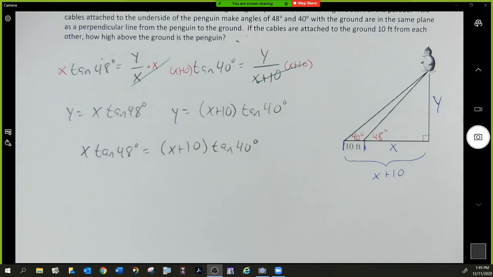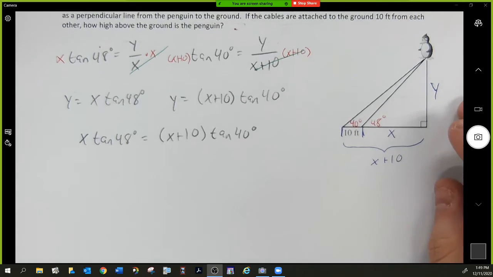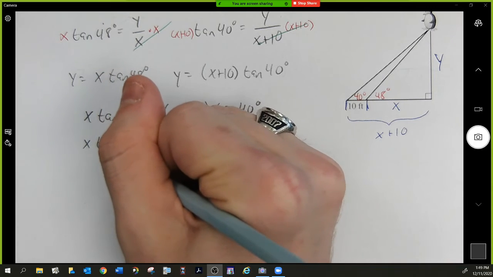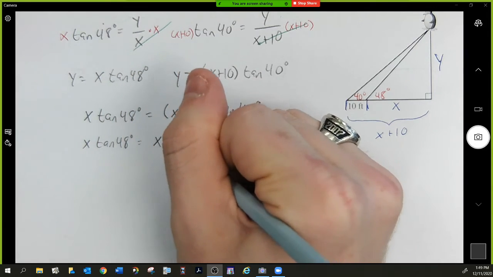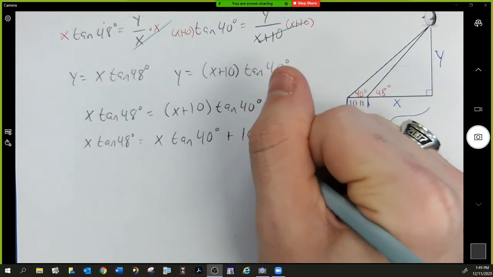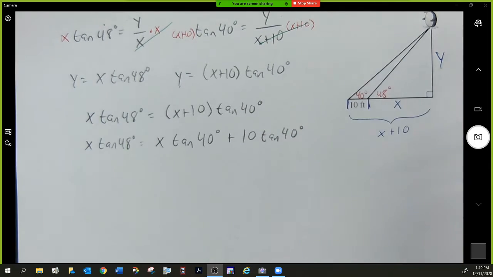The only way I can solve for x is if I can get all the x's to one side. So I'm going to need to distribute this tangent of 40 degrees. No, we don't want to round. Just keep writing tangent of 40 degrees. Same thing for this tangent of 48 degrees. So I have an x tangent of 40 degrees when I distribute it to the x, and I have a 10 tangent of 40 degrees as well. Pow, there it is.